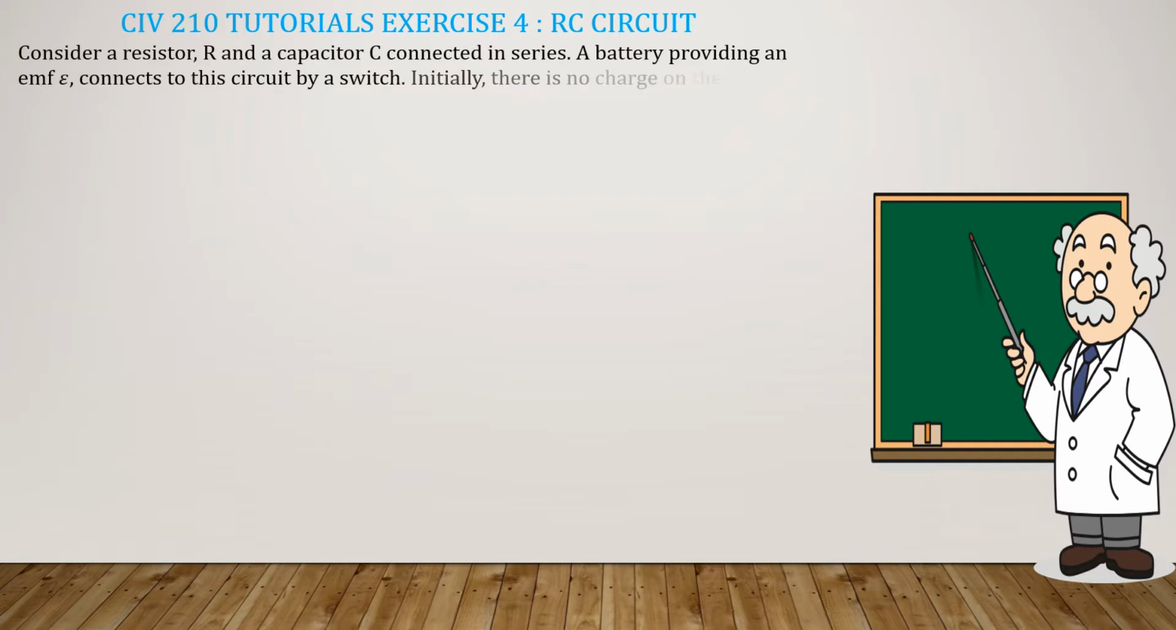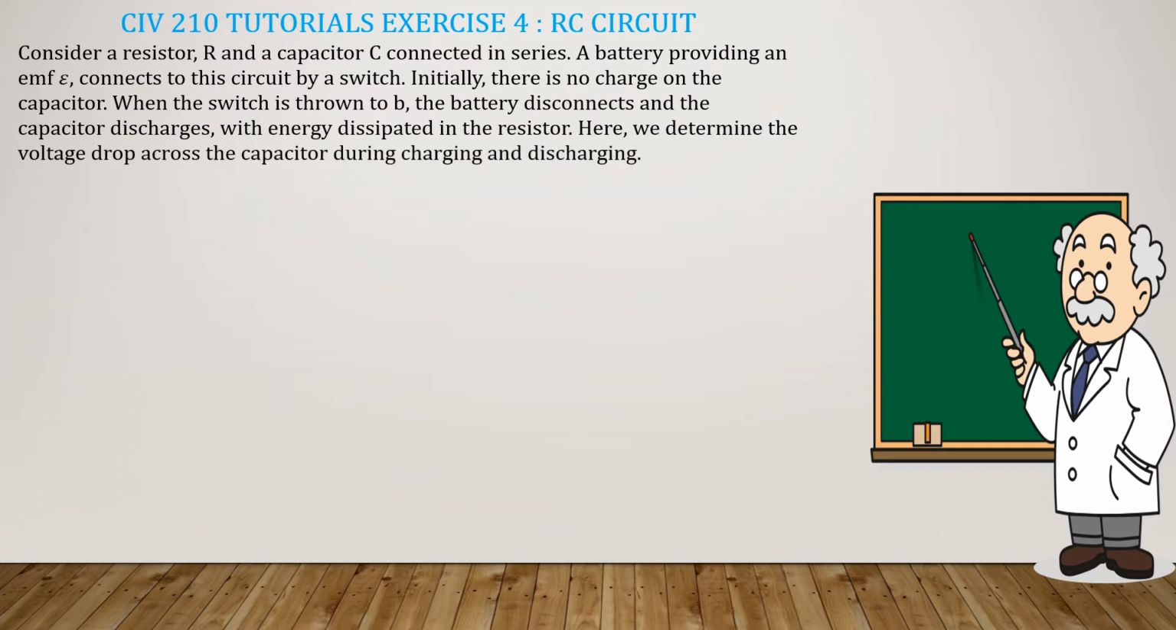Now consider a resistor R and capacitor C connected in series. A battery providing an EMF E connects to this circuit by a switch. Initially there is no charge on the capacitor. When the switch is thrown to B, the battery disconnects and the capacitor discharges with energy dissipated in the resistor. Here we determine the voltage drop across the capacitor during charging and discharging. So we have this diagram for the RC circuit.